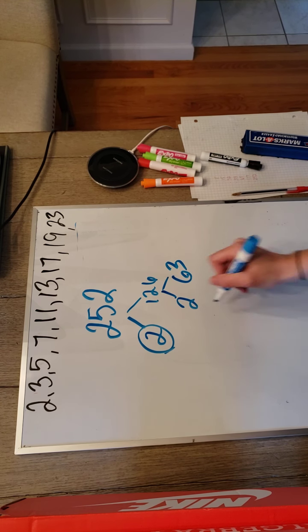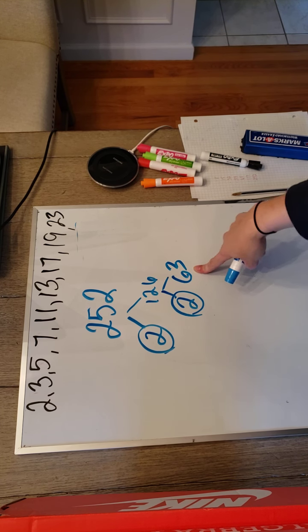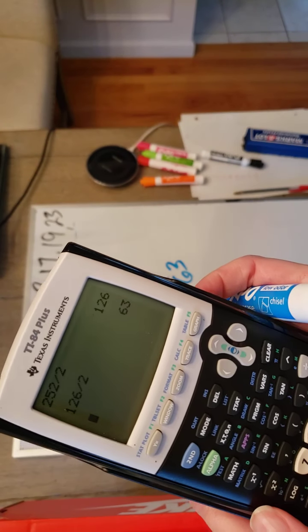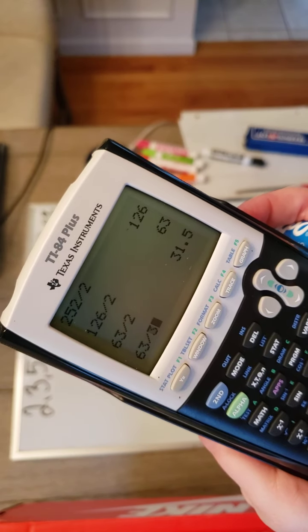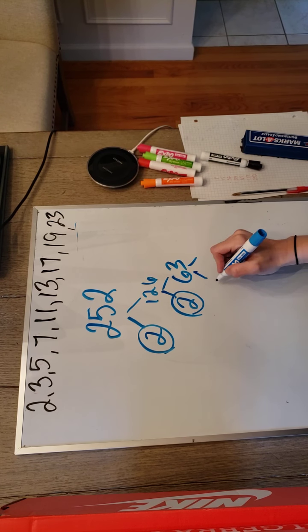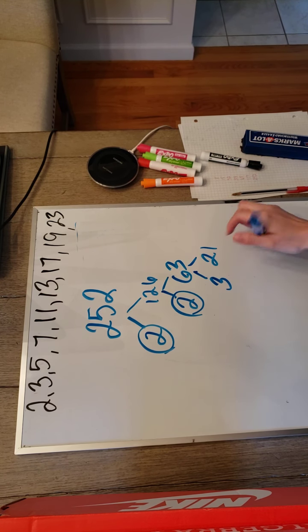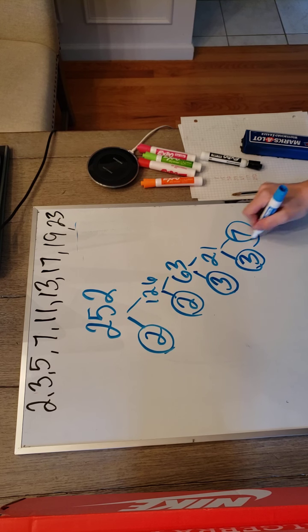Are either of these prime? 2 is. Now 63. Start back at the beginning. Is 63 going to be divisible by 2? Hopefully you said no because it's odd. Is it going to be divisible by 3? Yes, it is. 3 and 21. Are either of those prime? 3 is. And 21 is not. Break down 21. Hopefully you know 3 times 7 is 21. Are either of those prime? They both are. So circle both of them.